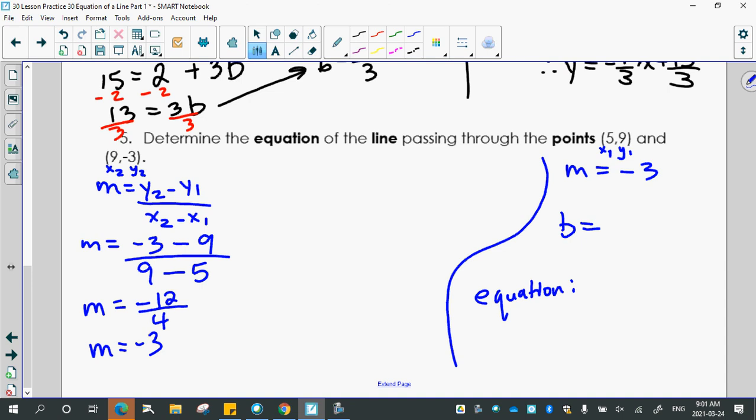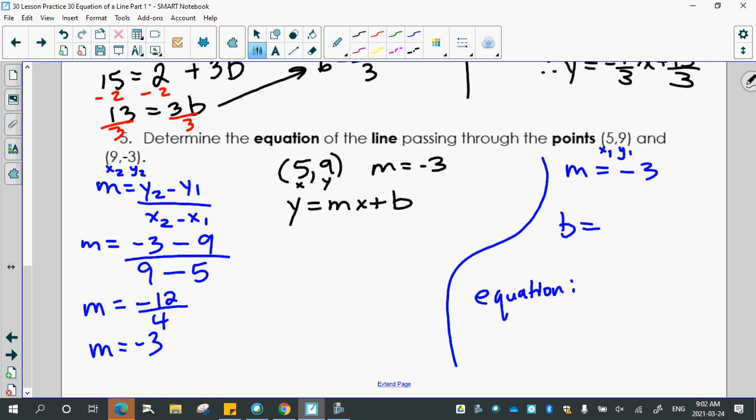Okay? How do I get my y-intercept? Asha? Input the coordinates and the slope into the equation. Right, so I can choose either point. I'm going to choose the first one, but it doesn't matter which one I choose. So I'm going to choose the point 5, 9 and use the slope I just found and put it into the equation so that the only unknown is the b value.